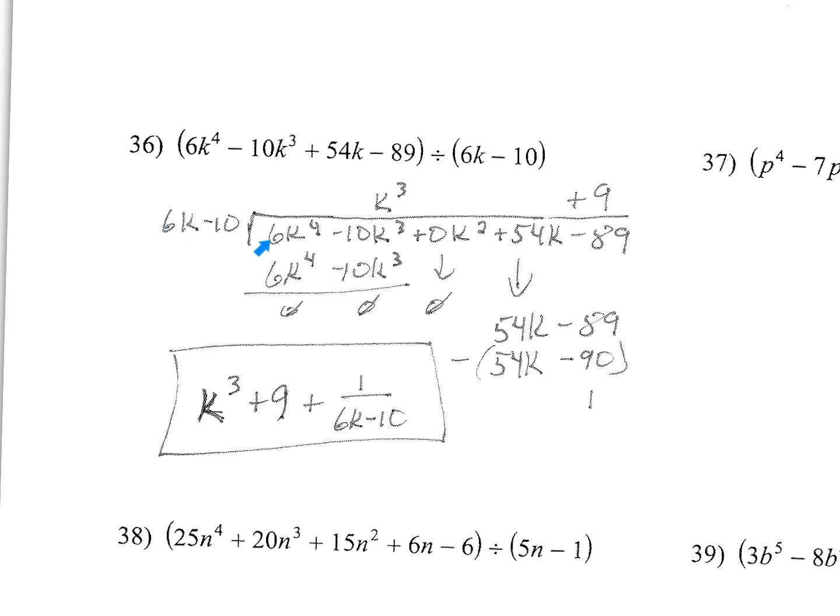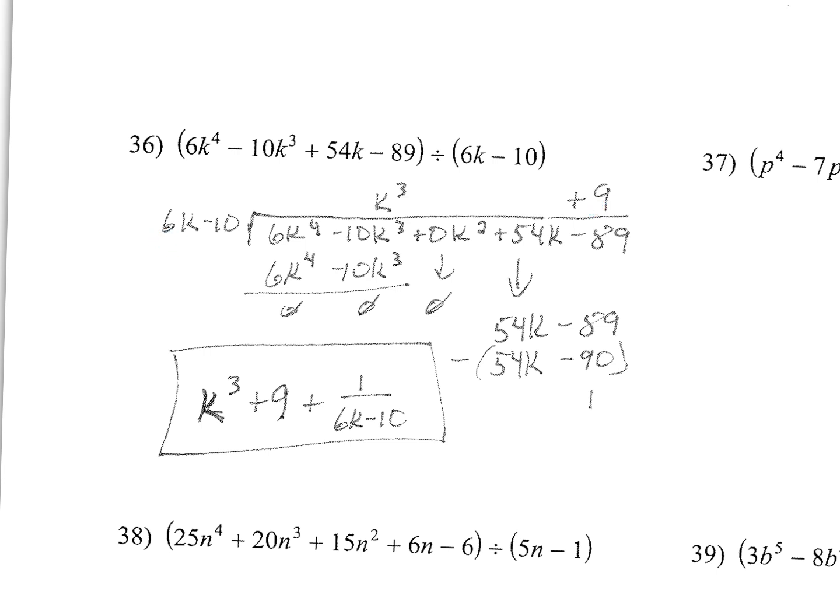Now, 6k goes into 6k to the fourth, k to the third times, okay? So k to the third times 6k is 6k to the fourth. And then k to the third times -10 is minus 10k cubed. Then you subtract these. Probably should have that in parentheses, but you see that you will get 0. Well, then you can just bring down your 0 and nothing's going to change. So I finally brought down my 54k and my minus 89, and now that's what I'm dividing by 6k minus 10. 6k goes into 54k 9 times.